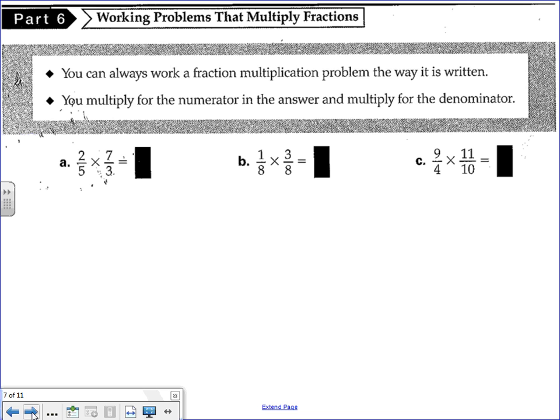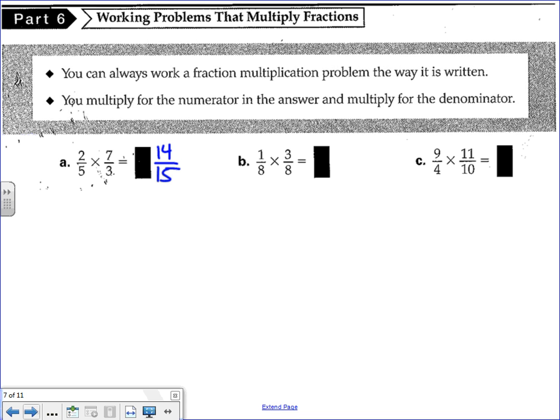All right, and now we have problems that involve multiplication. Now remember, multiplication is the easiest one because it doesn't matter if you have a common denominator or not. You just go ahead and multiply across the top, and you multiply across the bottom. So for A, 2/5 times 7/3, when I multiply across the top, I'm going to do 2 times 7, okay, which is 14. And then when I multiply across the bottom, 5 times 3, okay, that is 15.